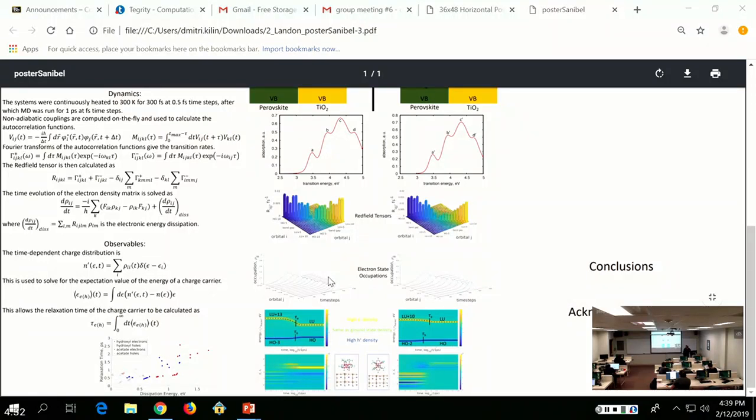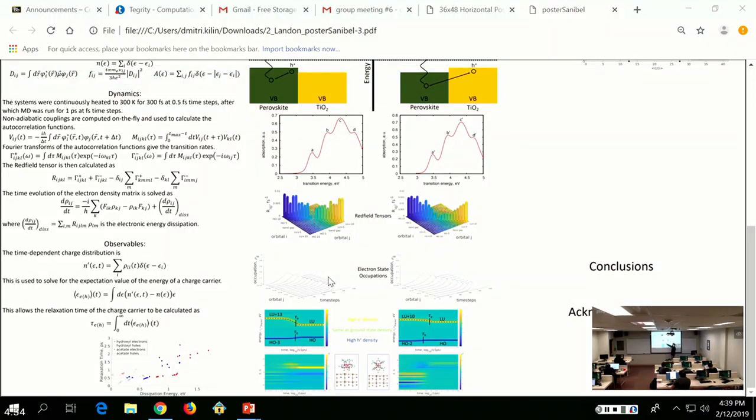And so these plots show the actual orbital occupations as a function of time. Each slice of this represents the occupation of one orbital, where the height is the occupation of it, and then time is represented on this axis going off to the right here. That supports what I was just talking about with the Redfield tensors.